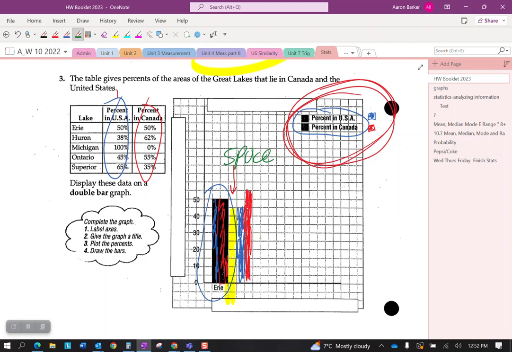Any questions? Most people will probably get to starting number 3 today. Okay? All right, pitter patter, finish off, go.